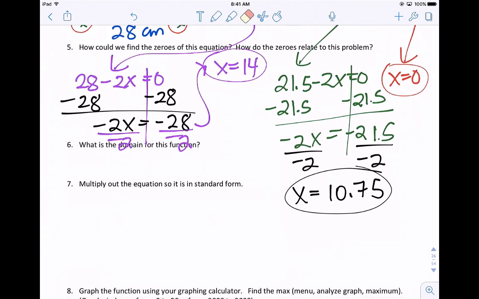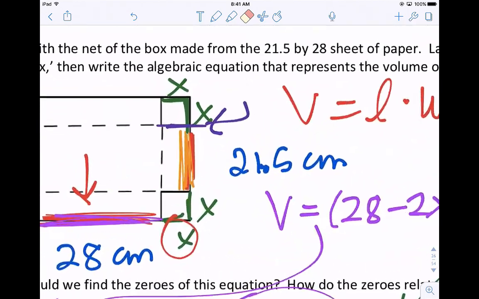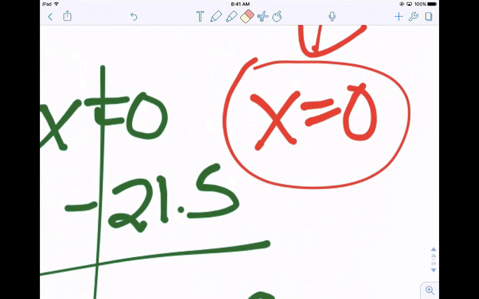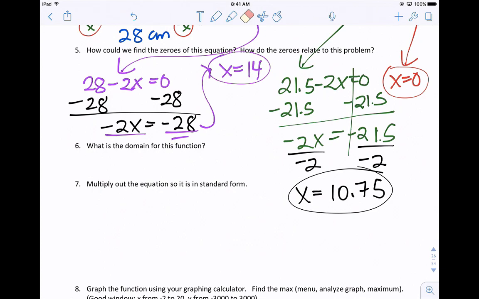So what does that mean in this situation? What's the domain of the function? What possible x values can we cut out of the corners of each of these? The zeros deal with the domain. If we cut out corners of 0, if we don't cut anything out, we can't fold it up and make a box. So we know that what we cut out has to be bigger than 0. So we can say x has to be greater than 0.